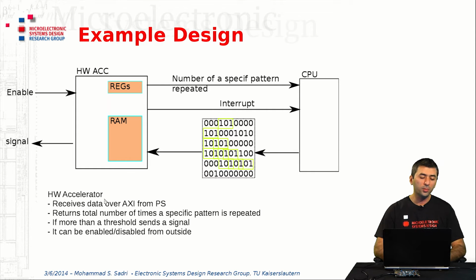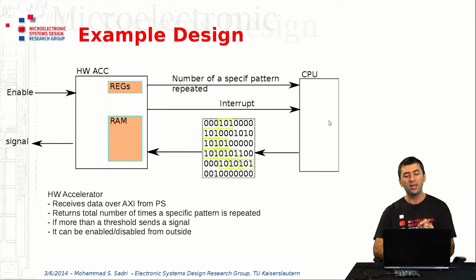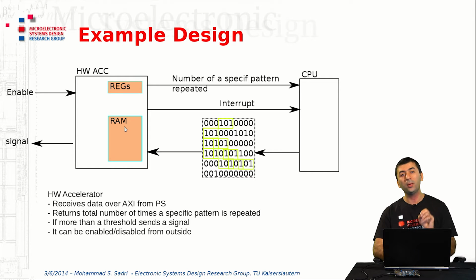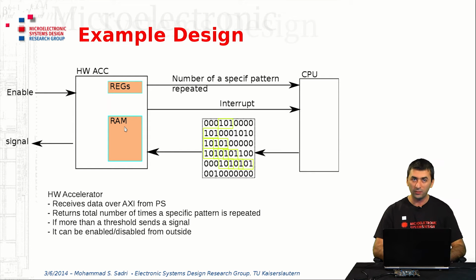So I want my hardware accelerator to be able to receive these chunks of data one by one. For each chunk of data, I want my hardware accelerator to be able to tell me how many times a specific pattern has happened. My hardware accelerator should also be able to accept the pattern itself.